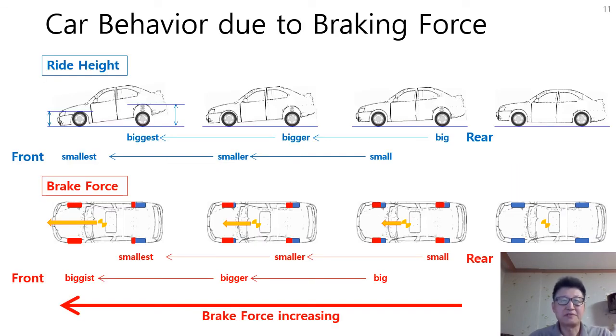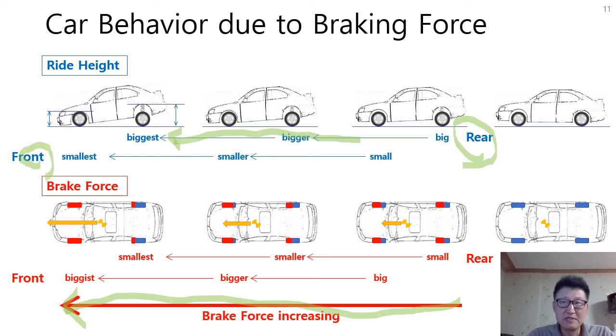Let's think about the car behavior due to braking force. Weight transfer changes the car attitude. Pictures in the slide show the vehicle attitude for various cases of the ride height according to the magnitude of brake forces. A brake force is increasing in this direction, here. The ride height at the rear wheels, here, increases bit by bit in this direction, while those at the front wheels decrease bit by bit in this direction, in proportion to the magnitude of total brake force.